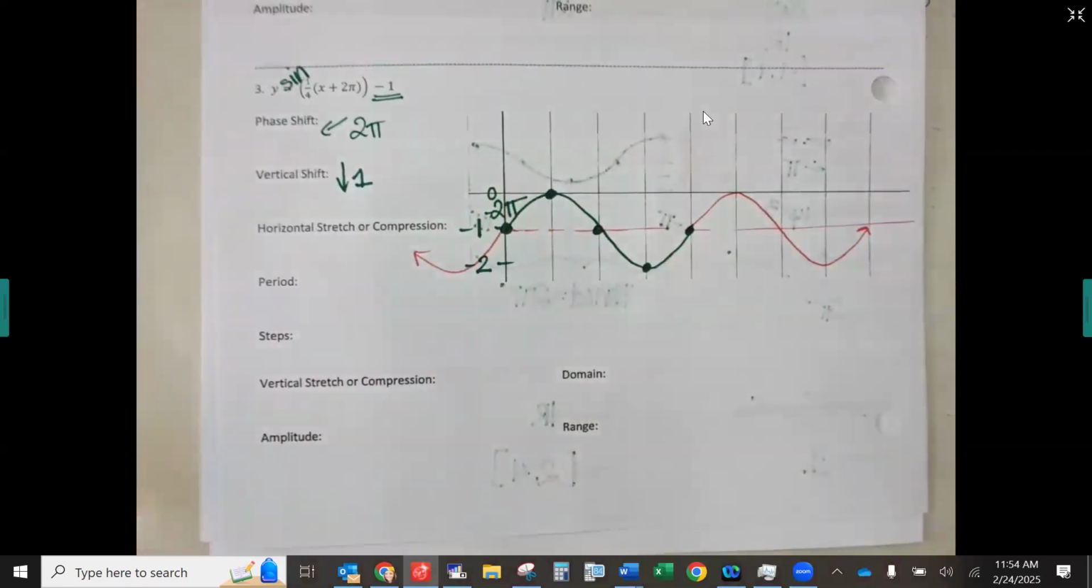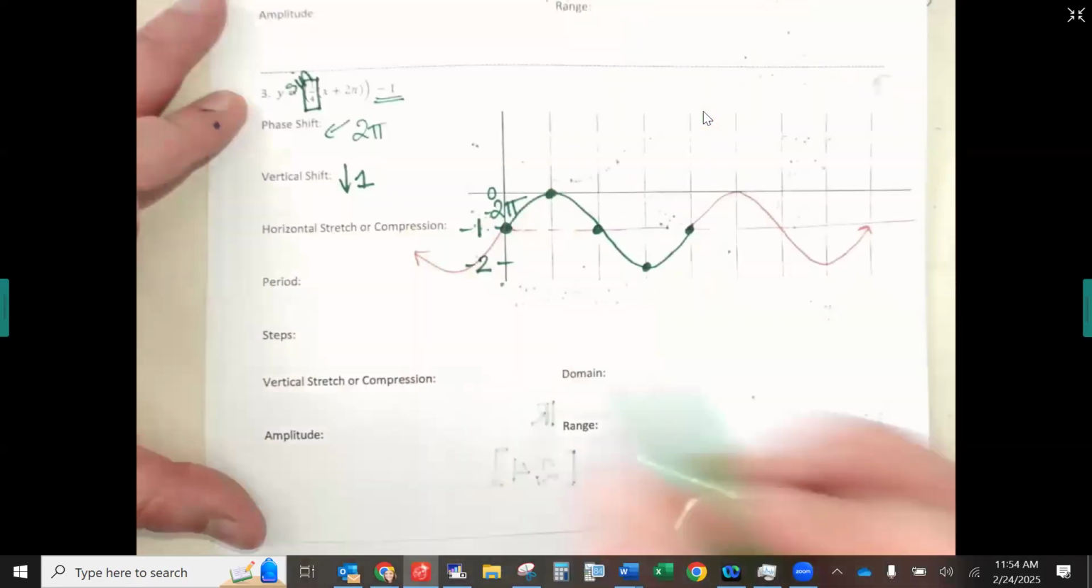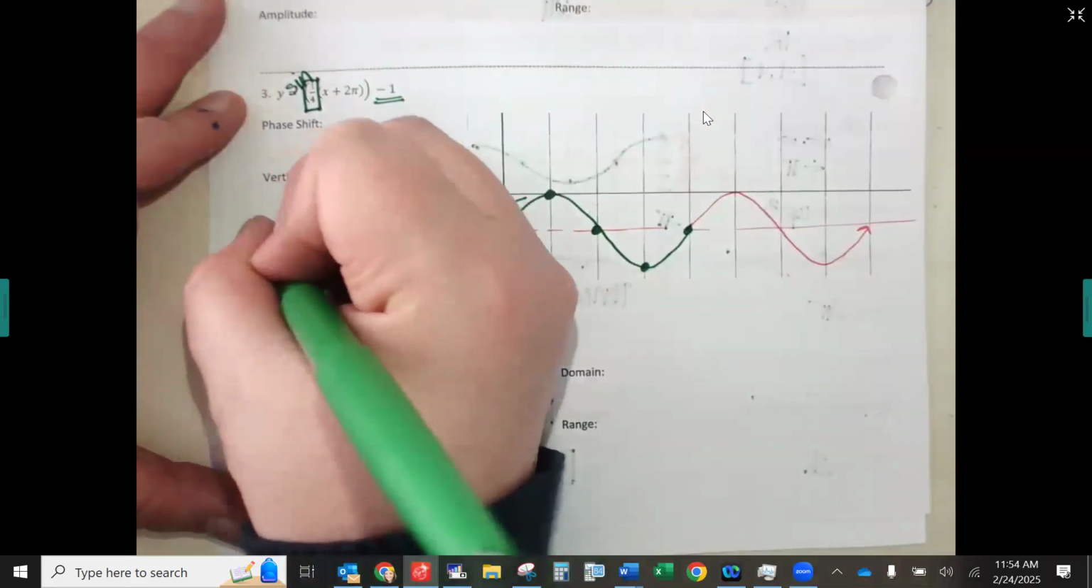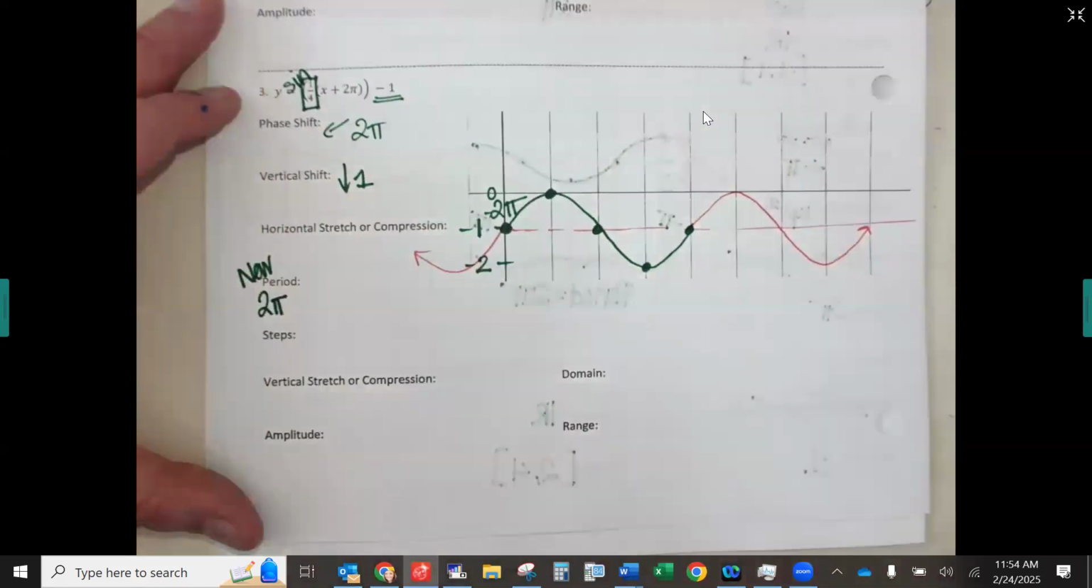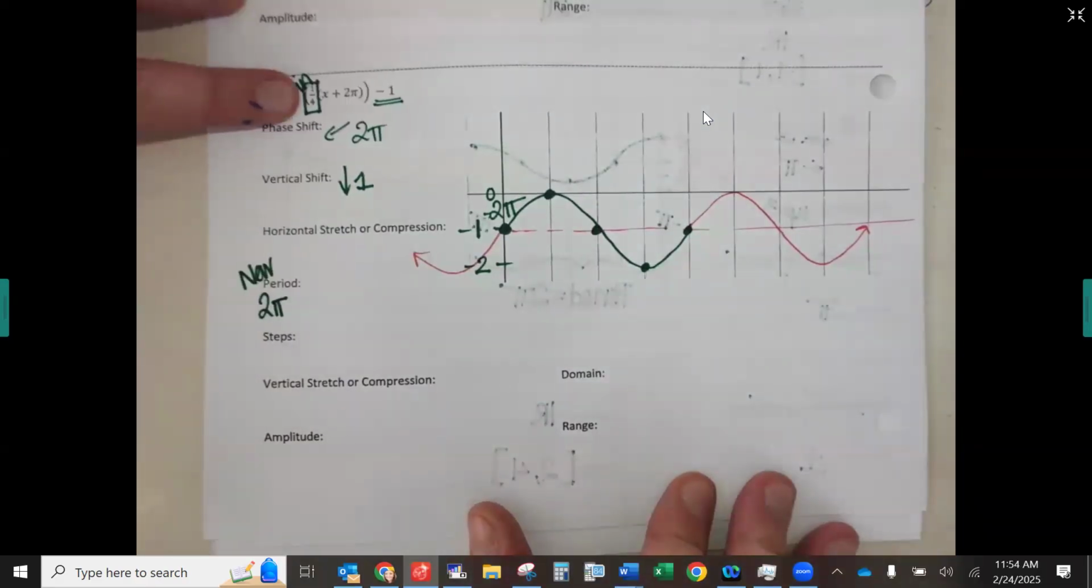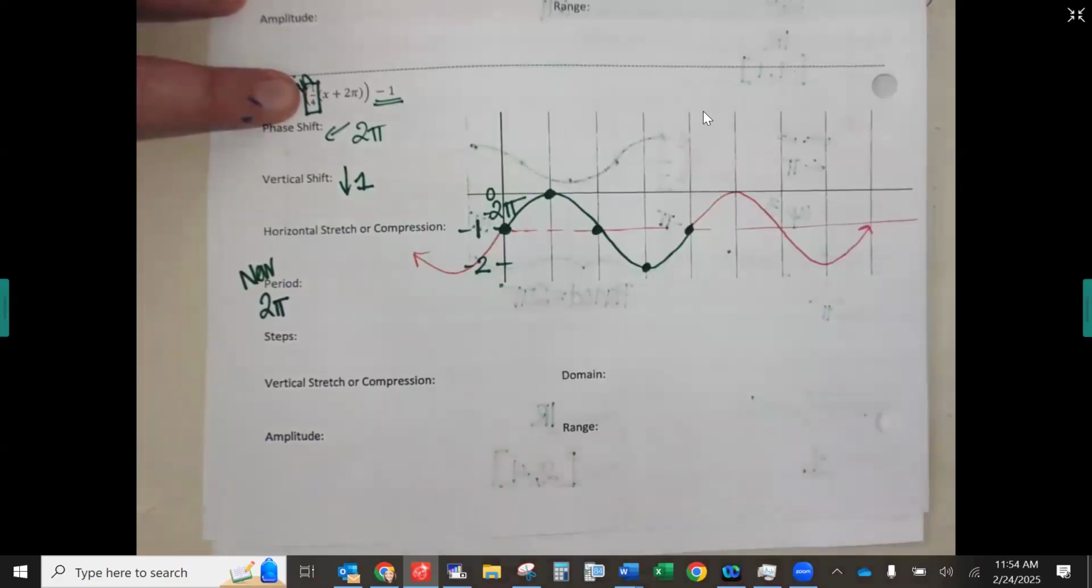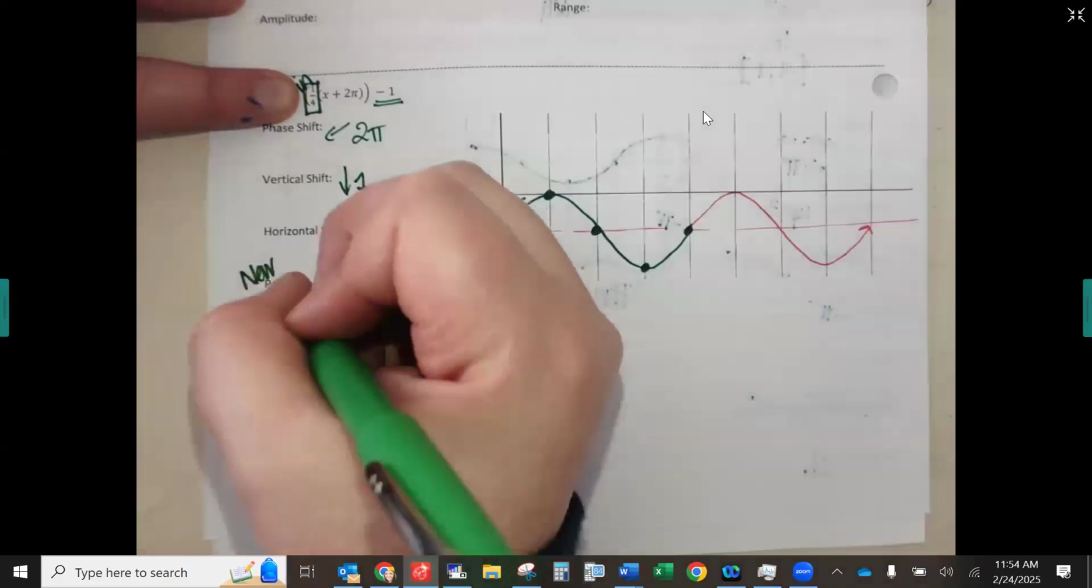Okay, now this one has a horizontal stretch or compression. Which number controls the horizontal stretch or compression? 1/4, very good. So put it right here. Okay, my 1/4 means that my new period is gonna be 2 pi divided by 4. They're telling me to divide it by 4. What am I really gonna do? Do you remember? You do the reverse. Multiply by 4, very good.